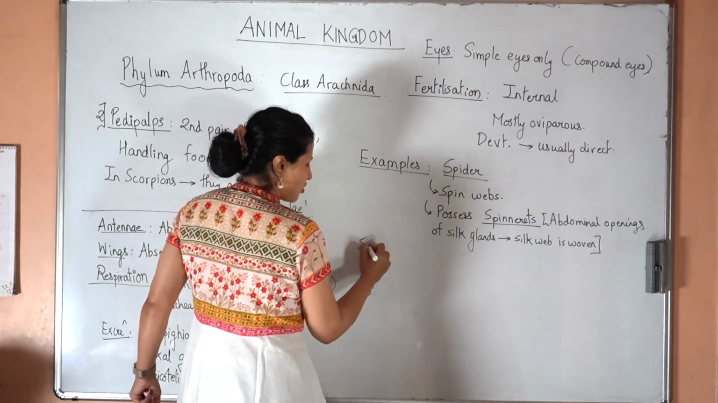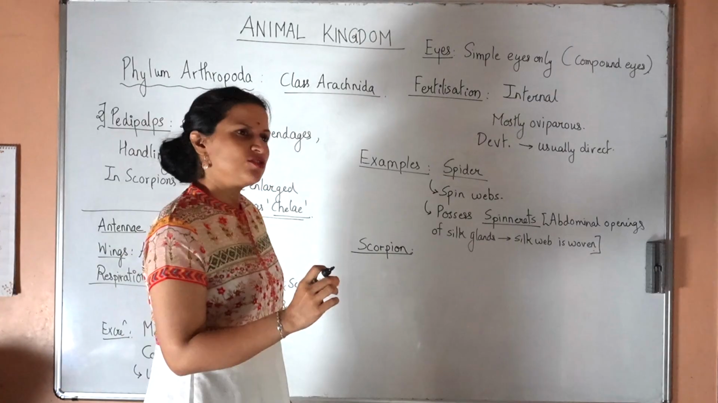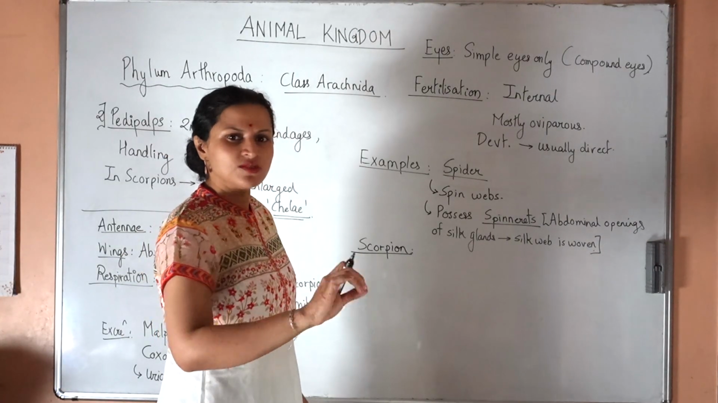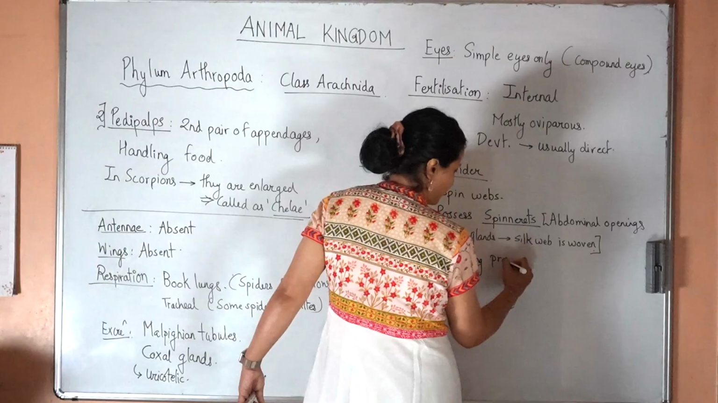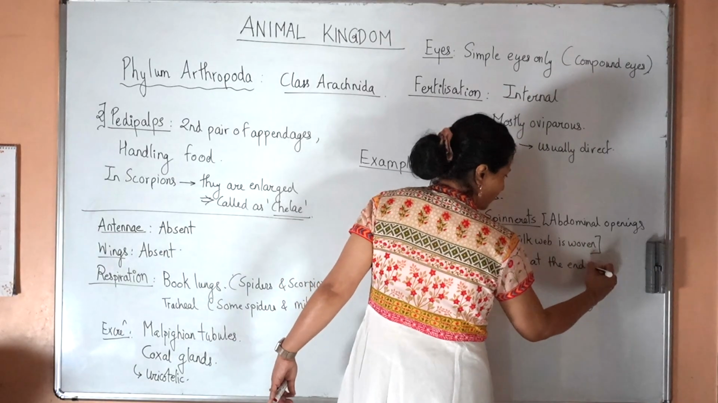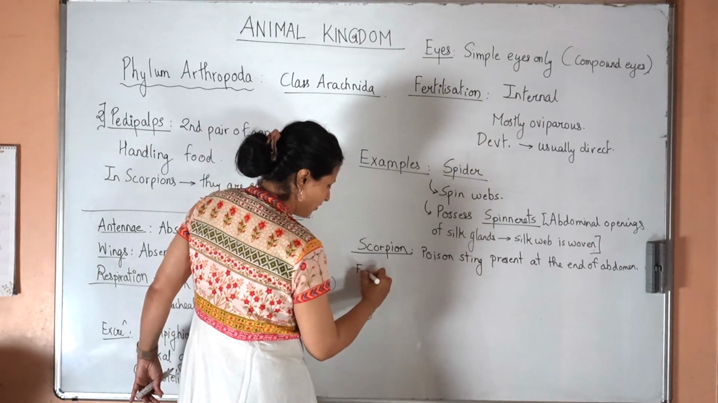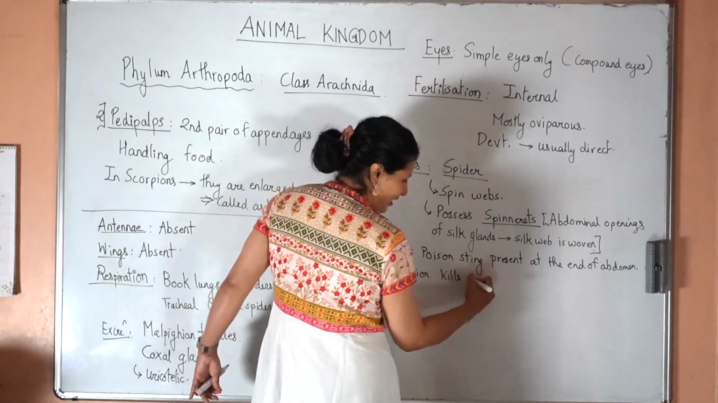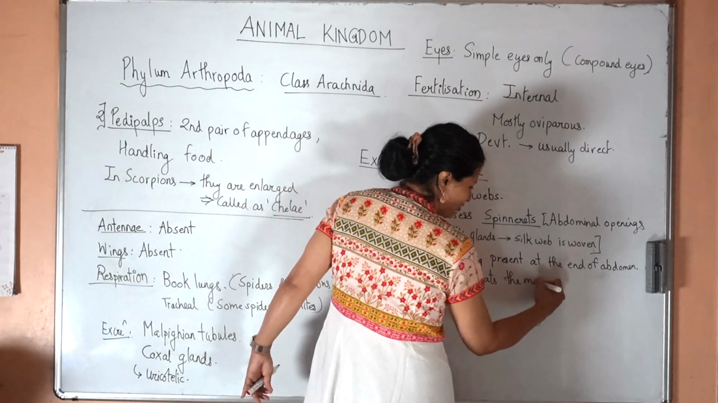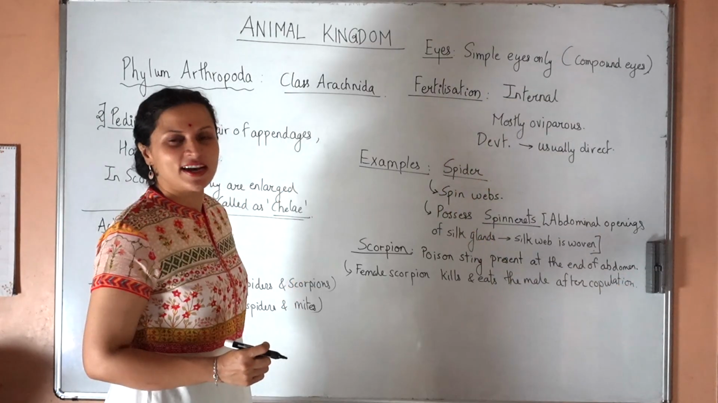Second example, scorpion. Next, let's talk about the scorpion. You know that its abdomen ends up into a poison sting. The sting is present at the end of the abdomen. Did you know that the female scorpion kills and eats the male after copulation? Did you know this? What a sad ending, no?